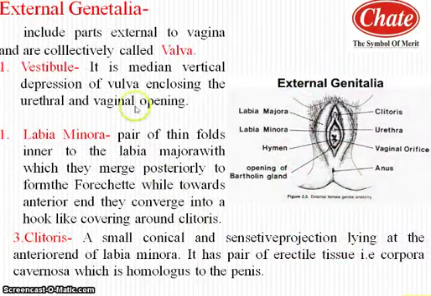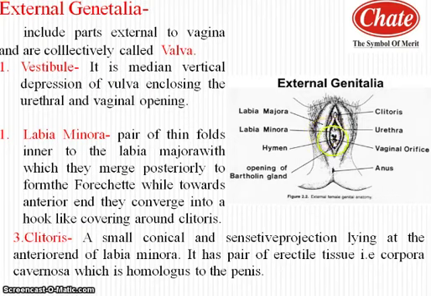After that, we want to focus on external genitalia. These external genitalia include the different parts which lie external to the vagina, collectively termed the vulva. Vulva is nothing but the covering or wrapping material of the vagina, and it is made up of different components, that is vestibule, labia minora, clitoris, labia majora and mons pubis. So first concentrate on the vestibule. Vestibule is a median vertical depression of vulva enclosing the urethral and vaginal opening.